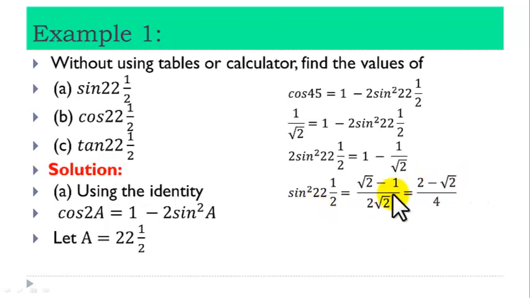Now taking square root of both sides, we have sine 22 and a half is equal to square root of 2 minus root 2 all over square root of 4, which is 2, and that will give us 1 all over 2 root 2 minus root 2.